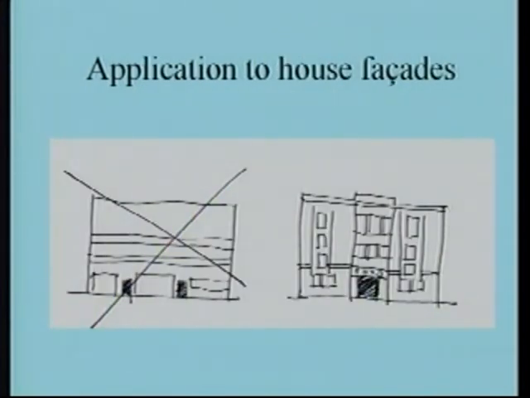Let's look at an application to house facades. Here are two houses, residences of approximately the same size and shape. The overall facade happens to be quite close to the golden rectangle, but that does not concern us here. What concerns us is the satisfaction of universal scaling. Well, the one on the left does not have universal scaling. It has one or two subdivisions, but that's it.